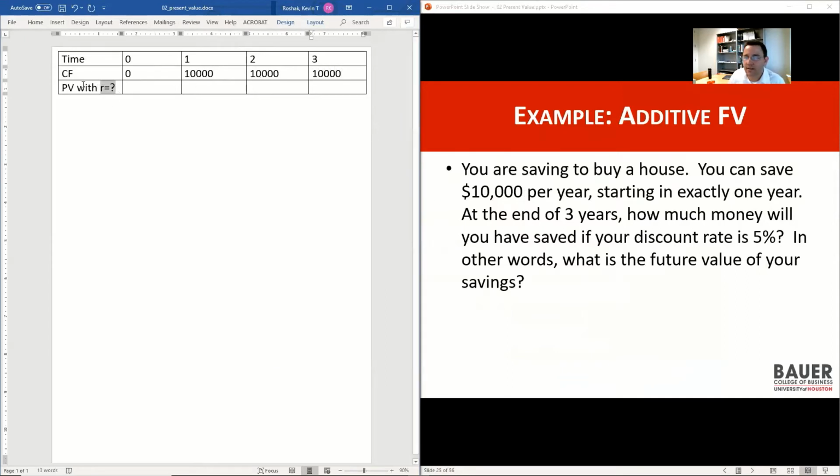Now we're not interested in the present value anymore. We want to know the future value at time 3. This $10,000 that we save at time 1, that's going to grow to time 3. This $10,000 that we save at time 2, that's going to grow to time 3, et cetera. We want to know in sum how much we're going to have at time 3 if our discount rate is 5%. Okay.